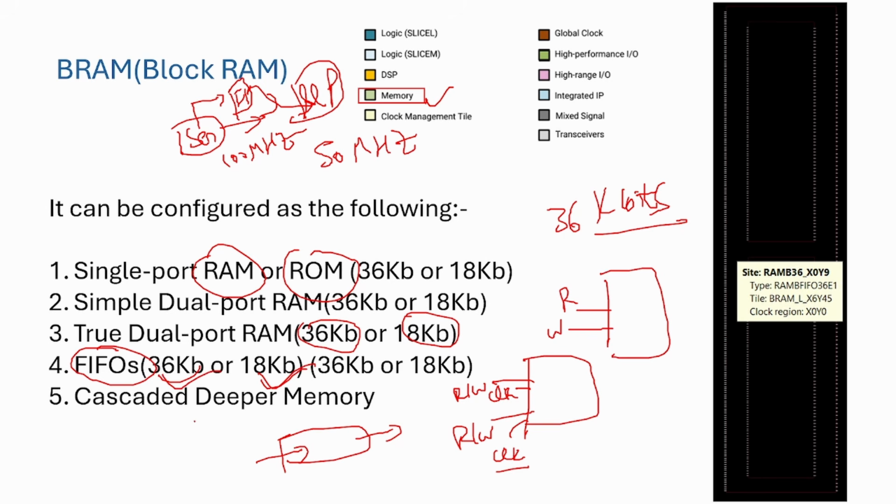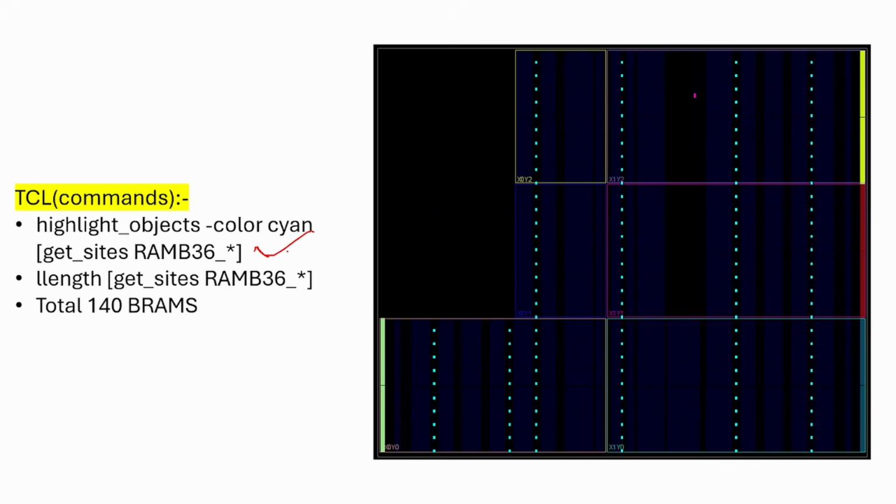We can also use the BRAM as cascaded deeper memory. We can combine multiple BRAMs together and then we can make a large memory. If you use these TCL commands, then you can see even the BRAMs are arranged in a columnar fashion, and in each clock region, each column you have 10 BRAMs. In total you have 140 BRAMs in the FPGA.